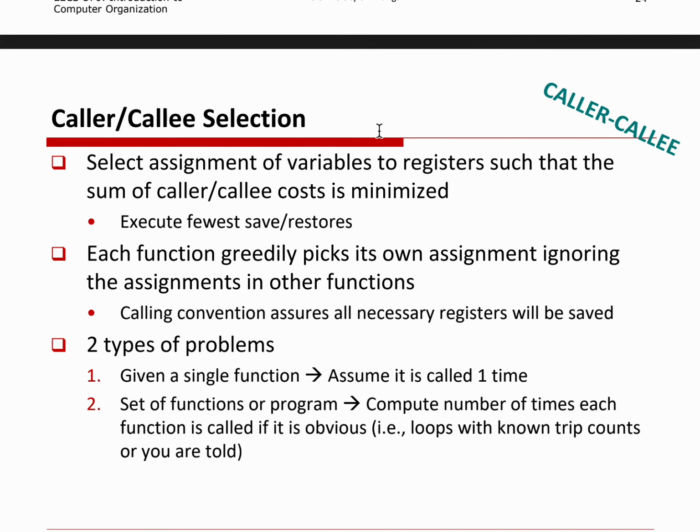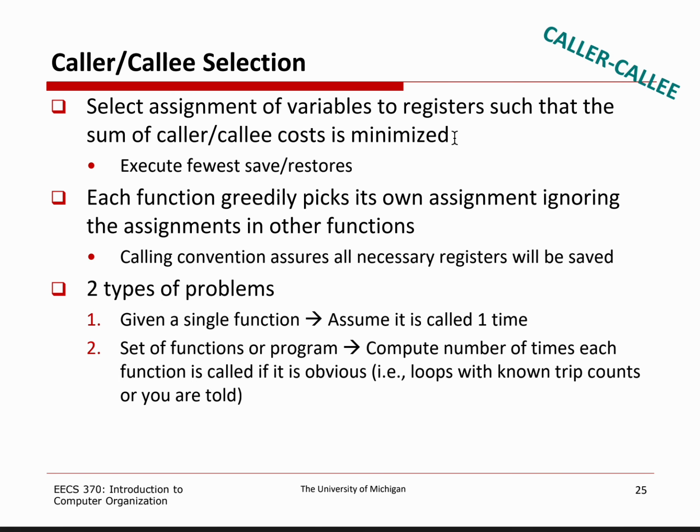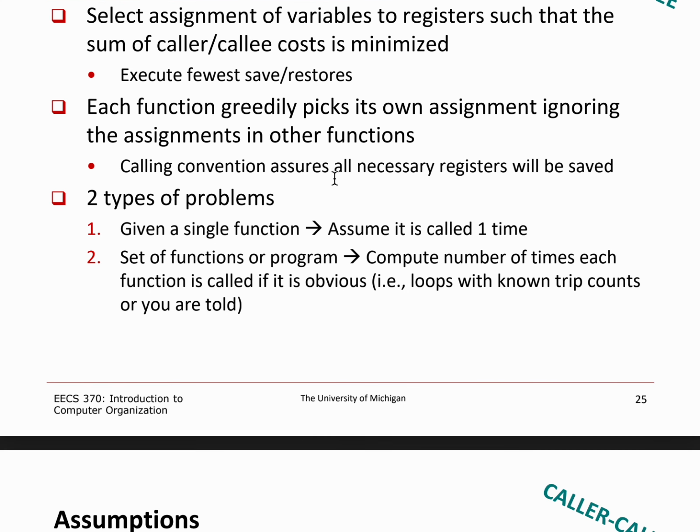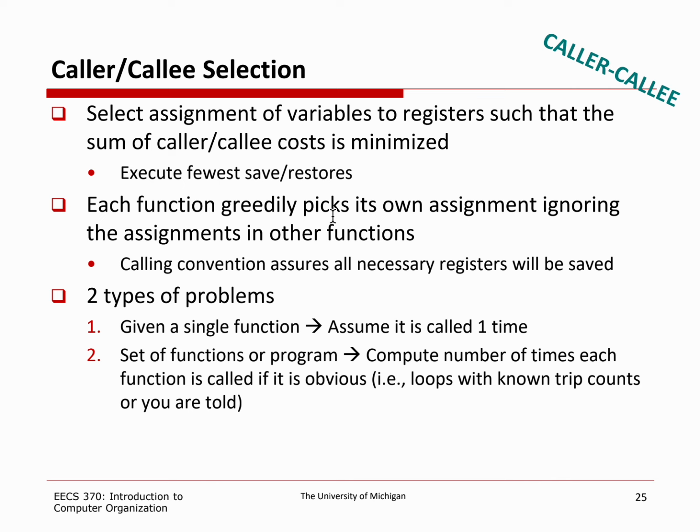What we usually do in a program is take a variable or a register and assign it the type of save that gives us the least amount of loads or stores. Let's say there's a variable A. If you do a caller save, then it's two loads and two stores across the function, and if you do a callee save, then it's one load and one store. Then you would tend to favor the callee save because there are fewer loads and stores.